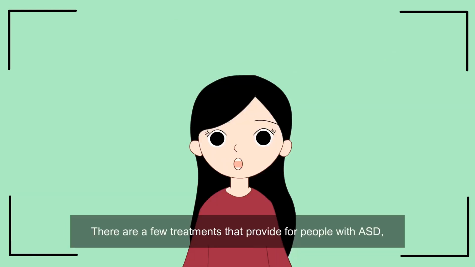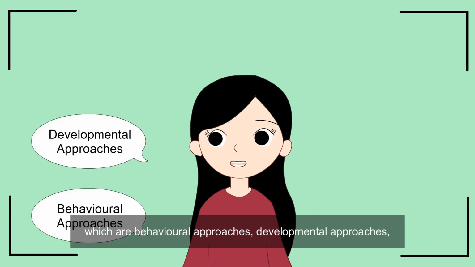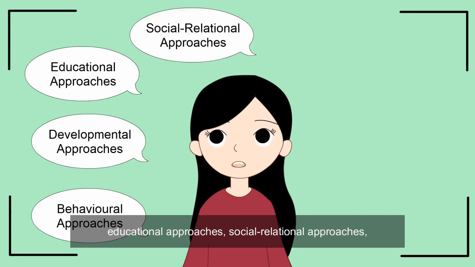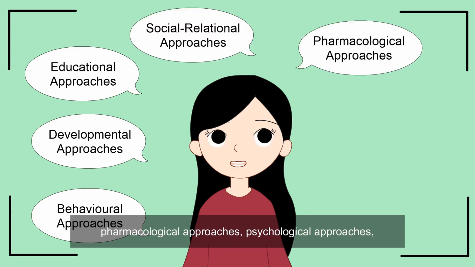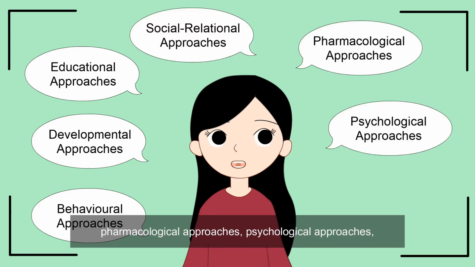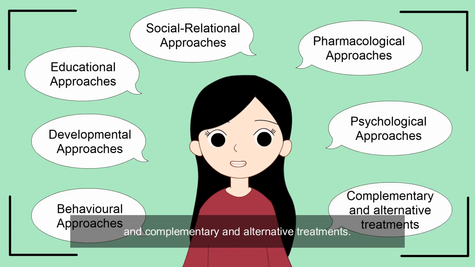There are a few treatments provided for people with ASD, which are behavioral approaches, developmental approaches, educational approaches, social relational approaches, pharmacological approaches, psychological approaches, and complementary and alternative treatments.